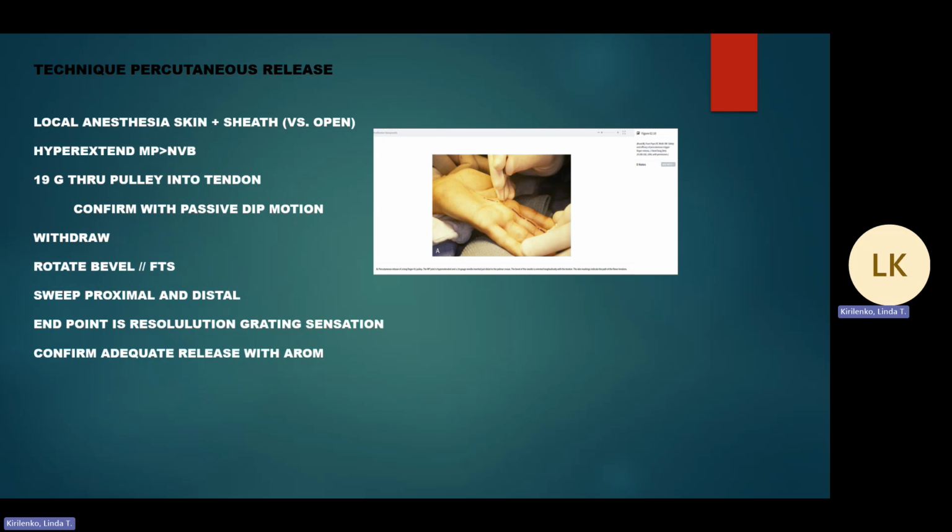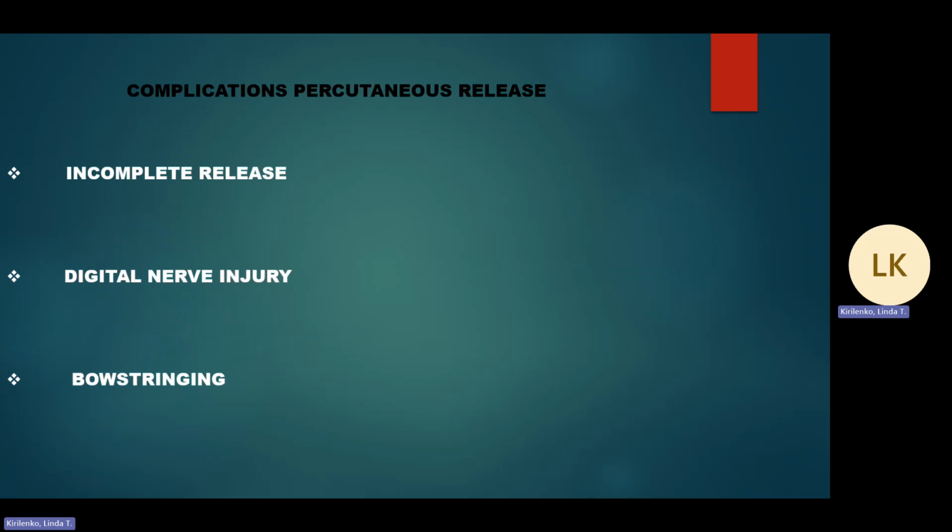You place it through the skin into the tendon, move the DIP joint to confirm where you are, and then withdraw until there is no further motion of the needle with DIP motion. Rotate the bevel, and then sweep proximally and distally until no further grating is appreciated. And again, once the procedure is completed, make sure that the patient can range the finger fully without residual catching.